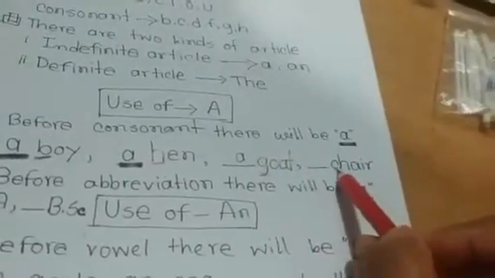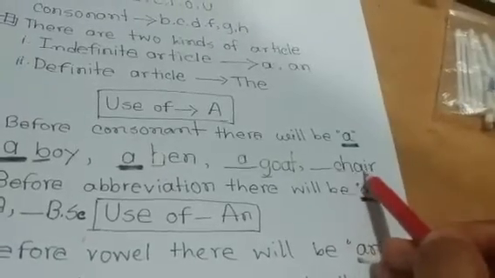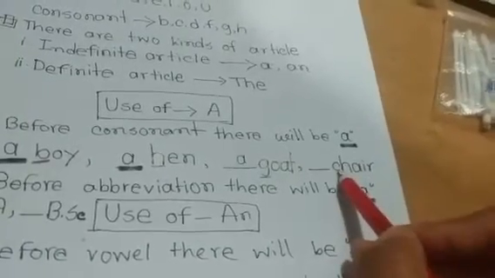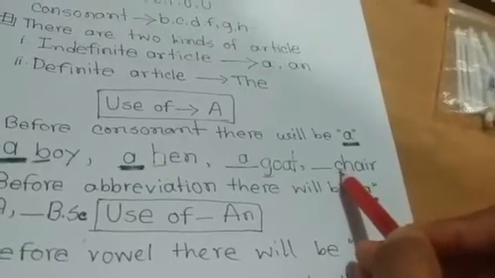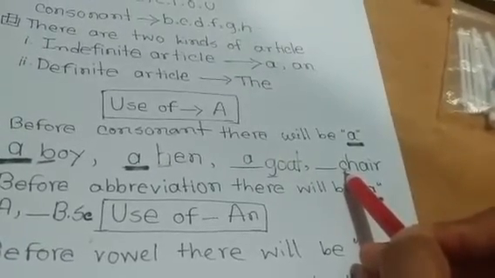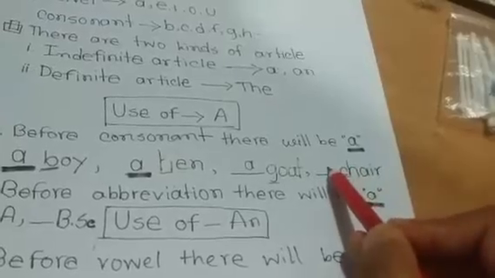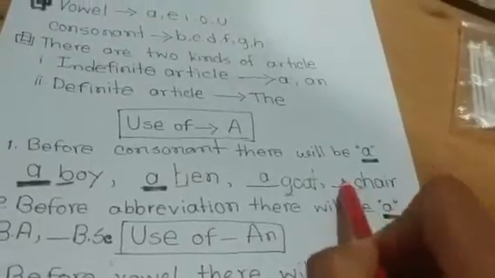Then chair, C-H-A-I-R, chair. The first letter of this word is C. C is also consonant. Then what should we write here? We will write here a.